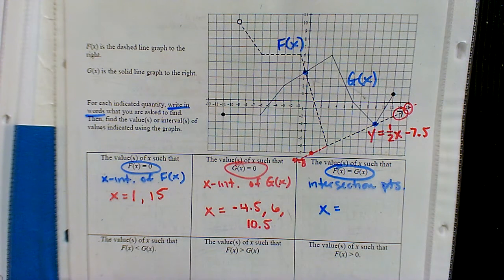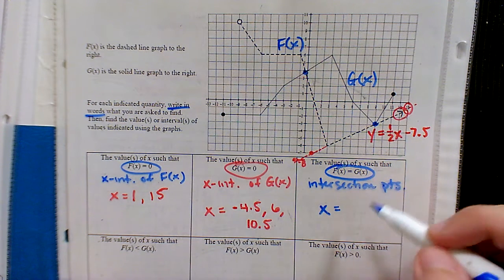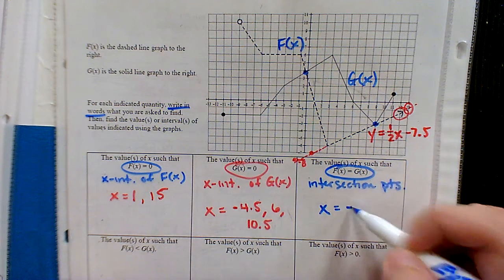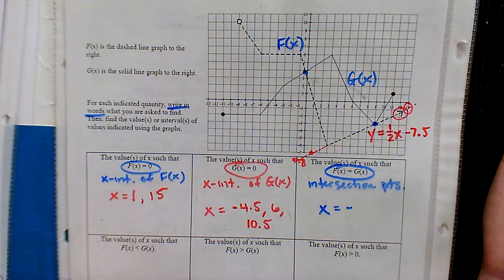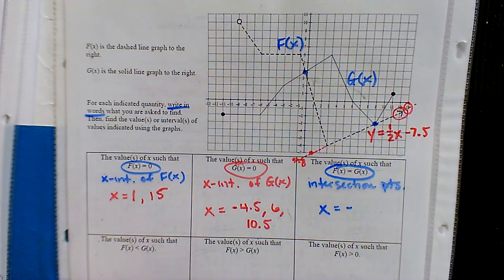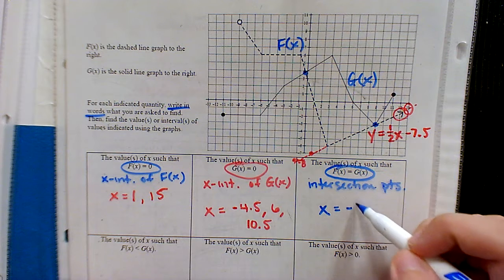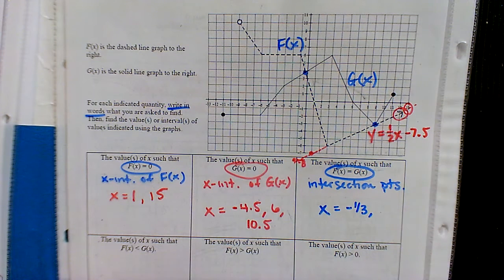Can we determine those x values? Maybe roughly where they are? Yeah. The one that's kind of like negative 1/3, okay, -1/4, 0.25, something like that. Okay, an approximation. So maybe we'll go -1/3. That's okay.